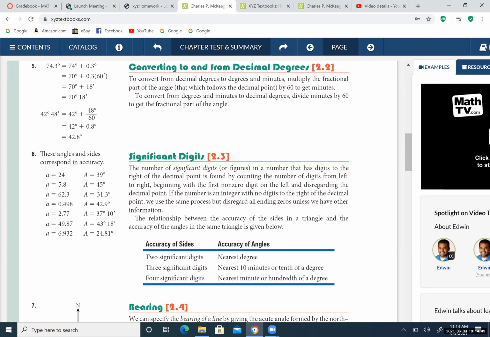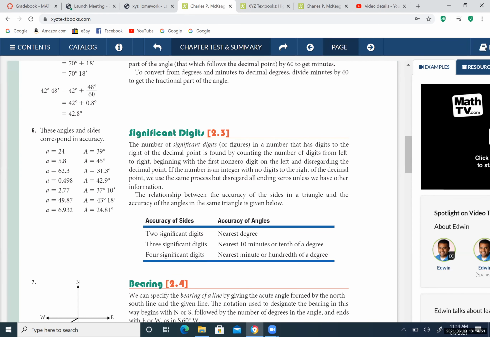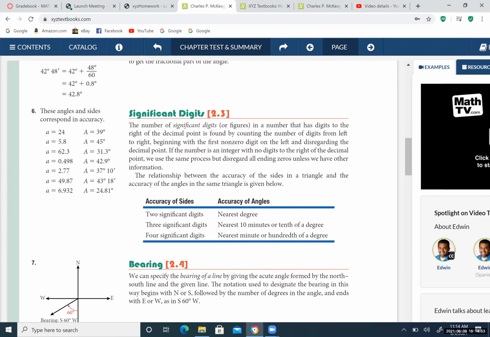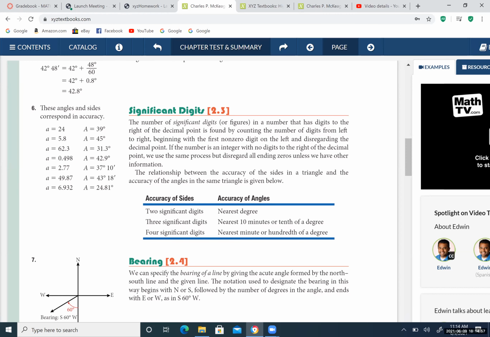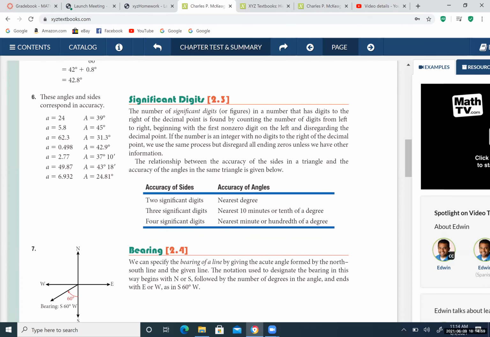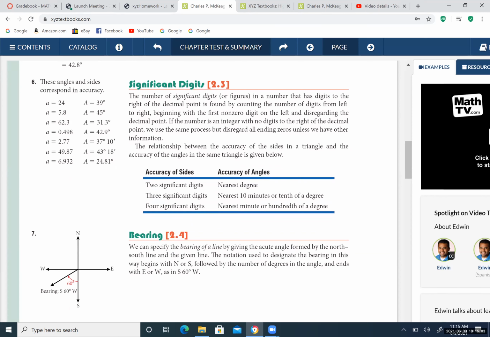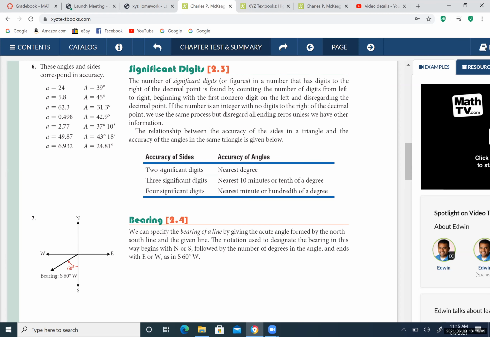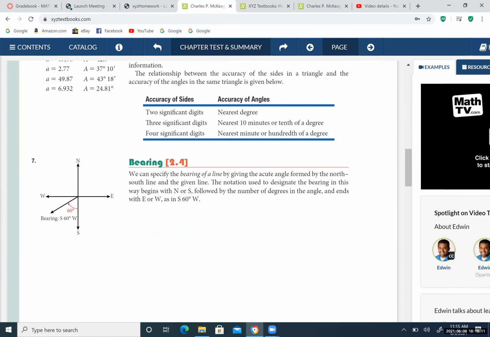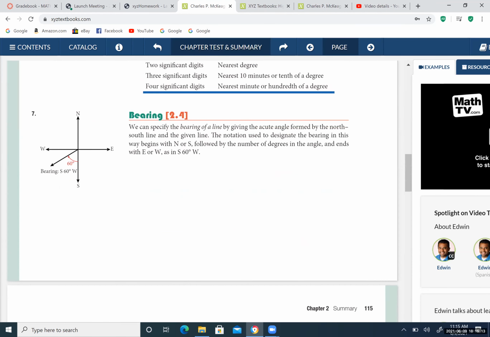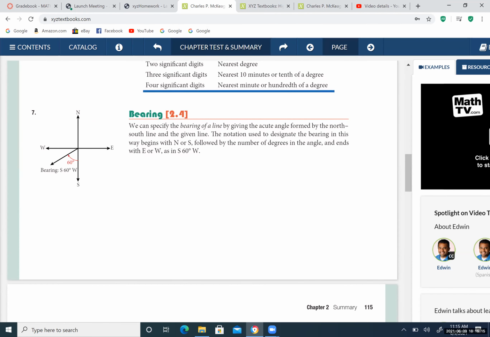And let me see, significant digits. Let me see if there is anything that you need to learn about this one. Accuracy of size, accuracy of angle, two significant digits. I think this part is okay. Okay, bearing. I see a bearing line.